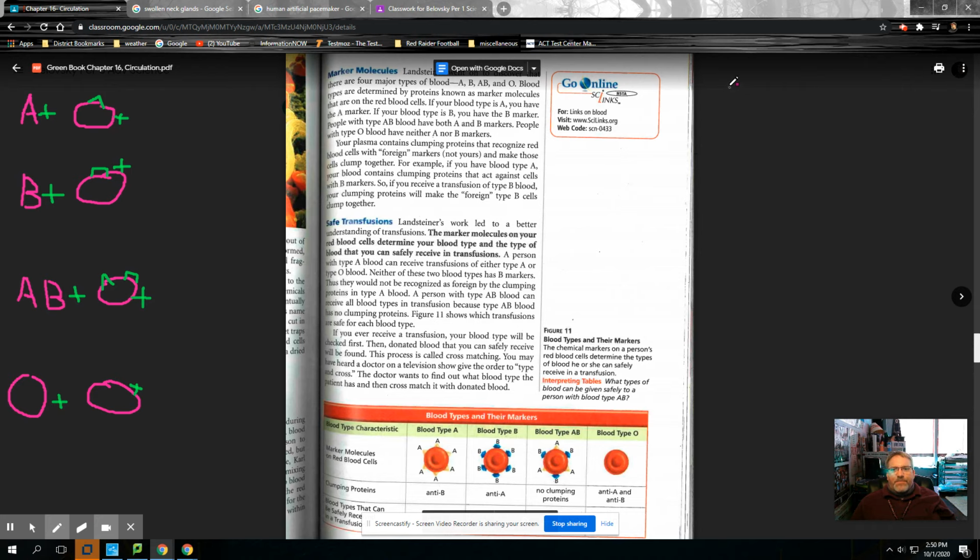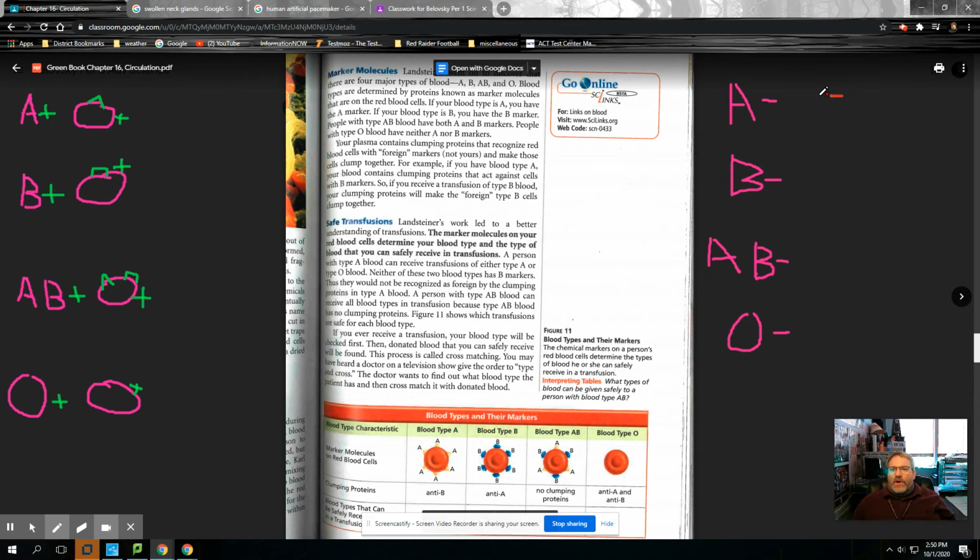And if they're missing that protein, such as A negative, B negative, AB negative, and O negative blood. Okay, so what is that? Okay, well, they're missing that special protein. Huh? Okay, so let's do it again.